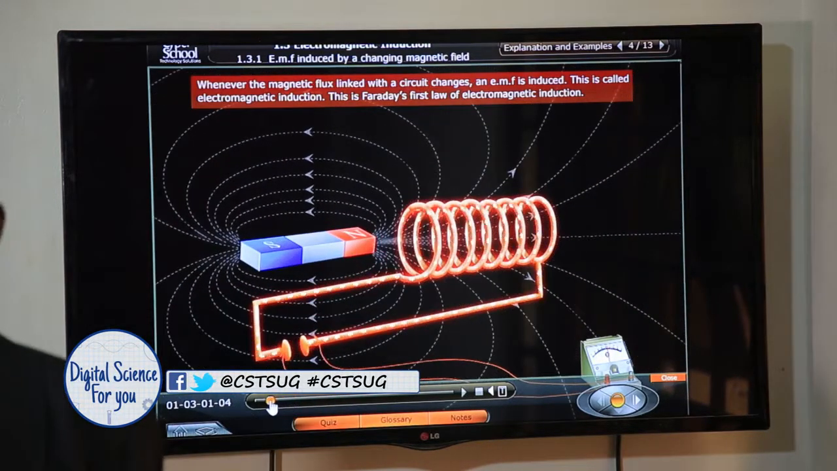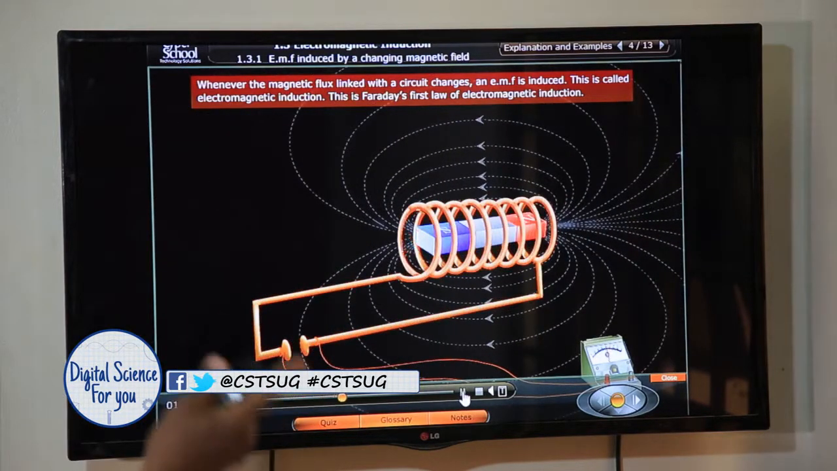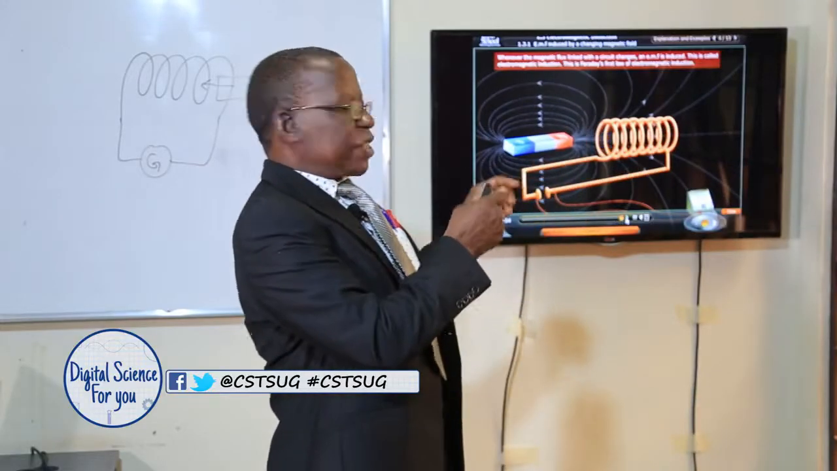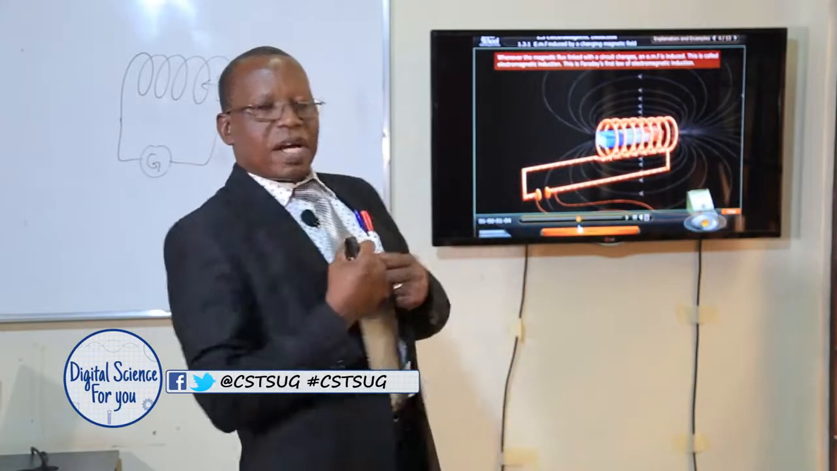At the same time, the pointer on the galvanometer is deflecting to the right, and then when it is stationary in the coil, it stays at 0. And when it is coming out of the coil, it goes in the opposite direction, and then back to 0 when it's completely out of the coil.